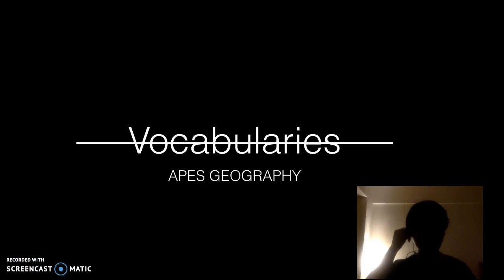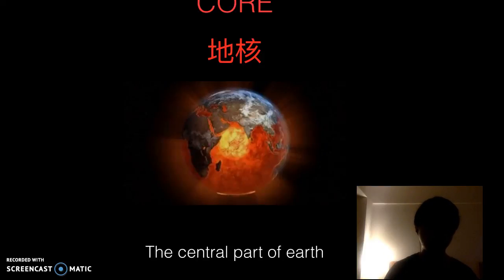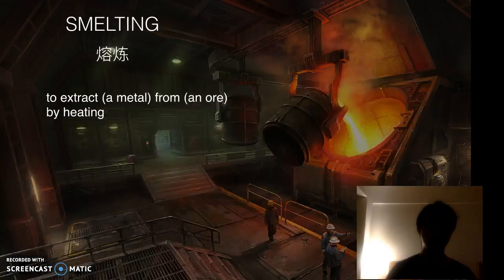I'm going to record my environmental science geographic vocabularies. This first word is core. The meaning is the central part of the earth, and the Chinese meaning is 地核. And the second word is smelting. Chinese meaning is 熔炼, and the definition of it is to extract the metal from the original form by heating to a kind of liquid form of metal.